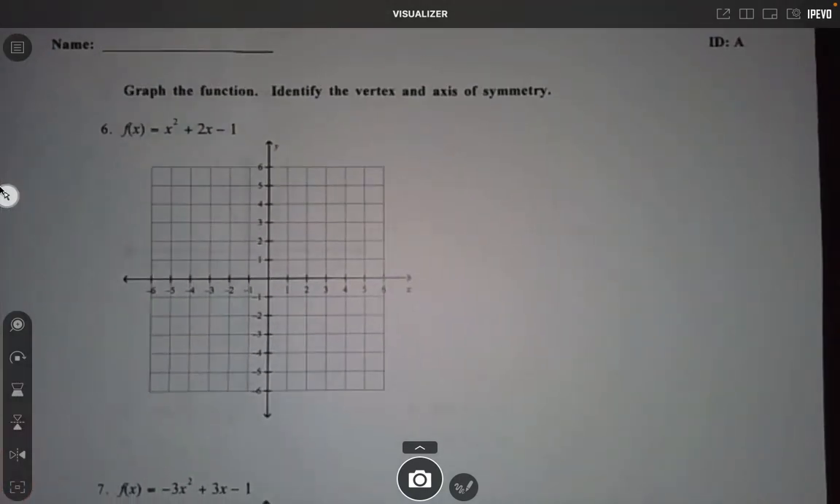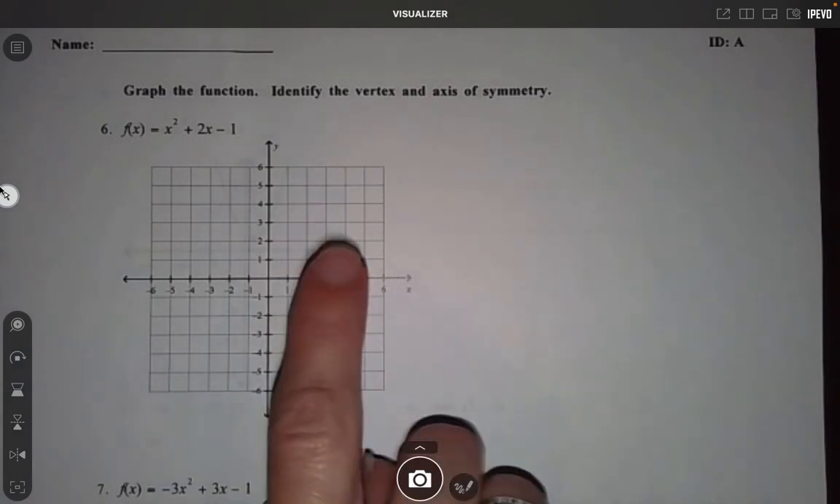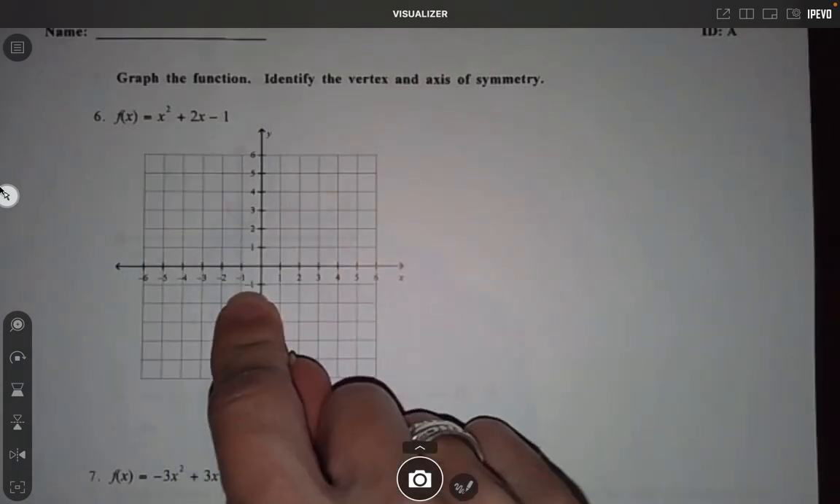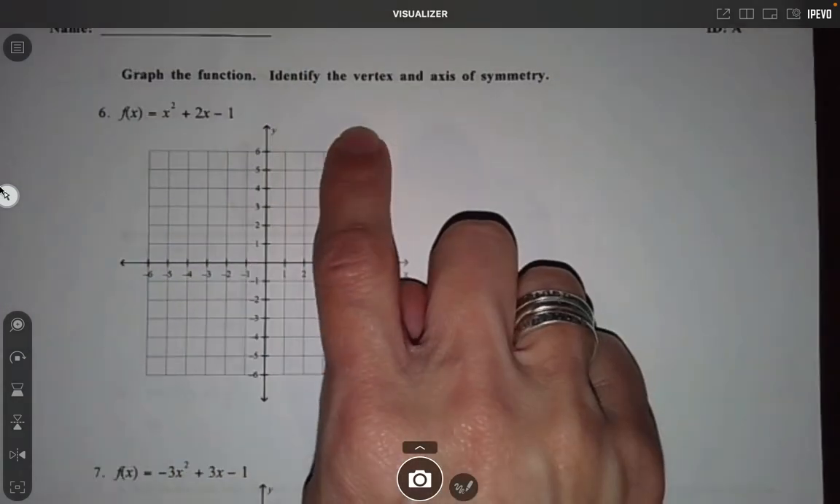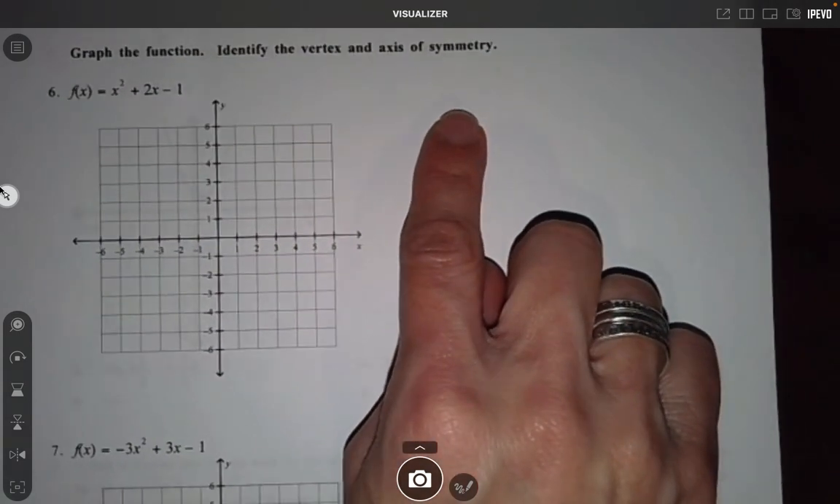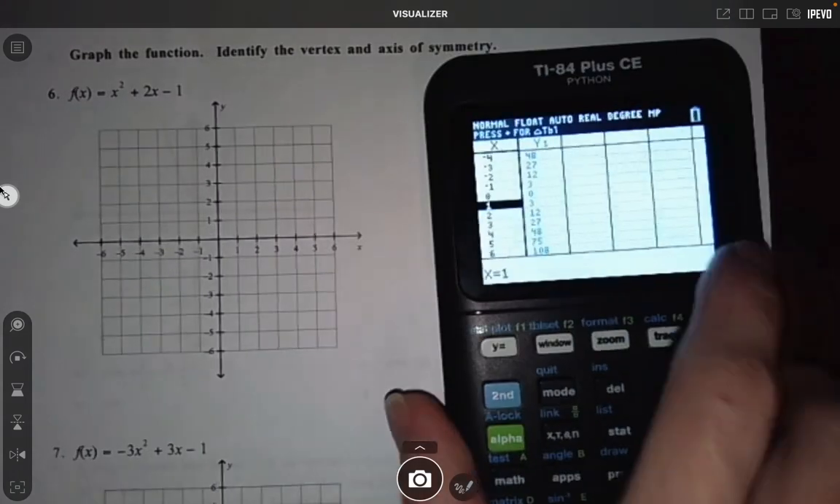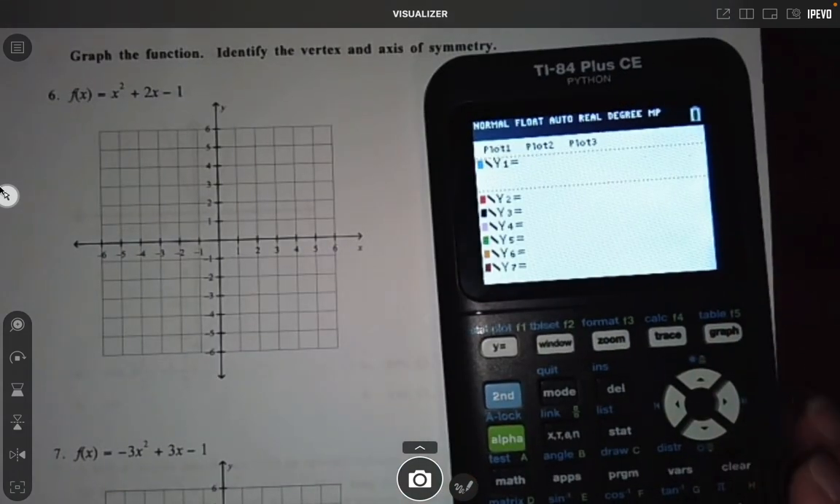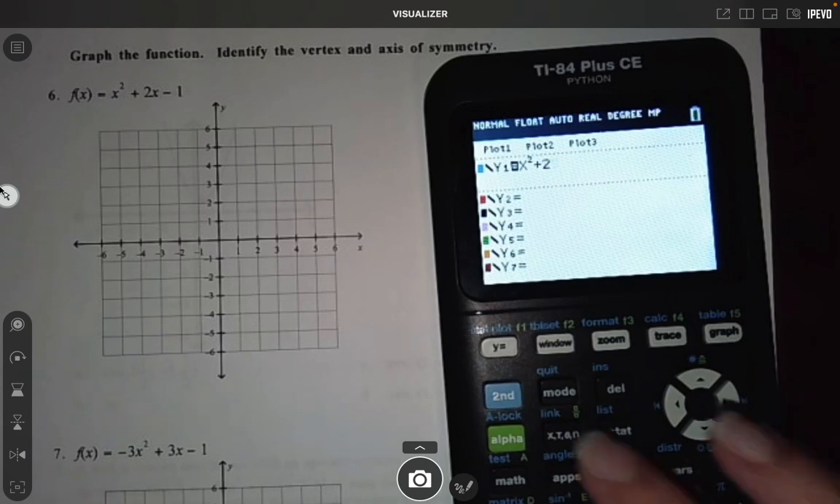Okay, this one has a couple of answers. It says graph it, and then what else do we have to do? Find the vertex and the axis of symmetry. Right? Okay, so I will graph it. I'll type in x squared plus 2x minus 1.